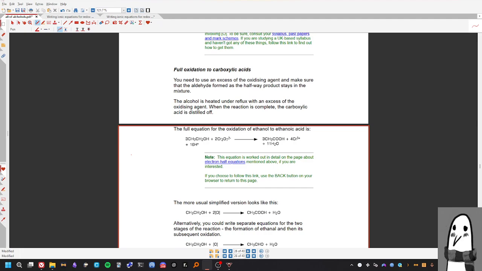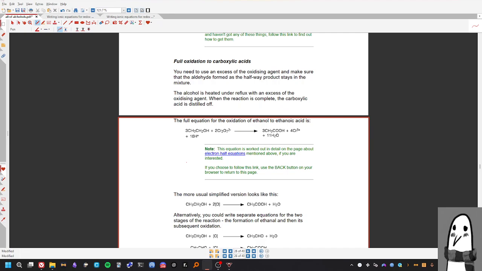Now, the full oxidation of ethanol to ethanoic acid is this. It's the original starting position, and as it goes on, you have your ethanoic acid, your reduced chromium, and 11 molecules of water.